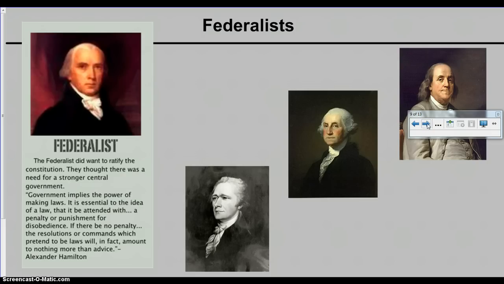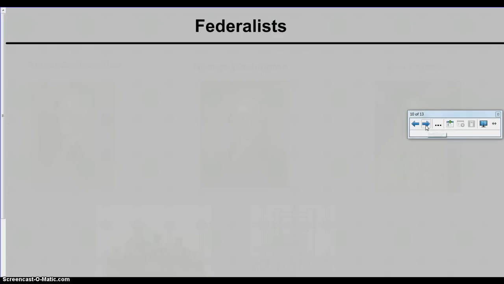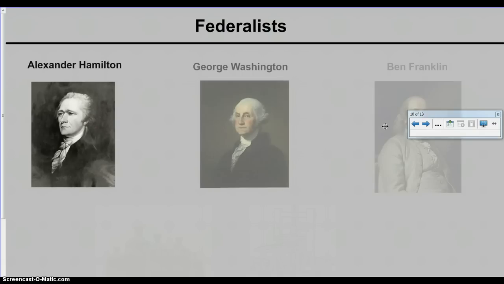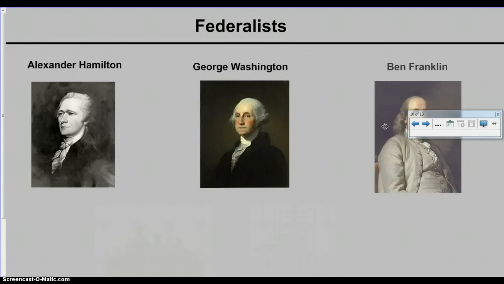Now, the Federalists, of course, are going to be on the other side of the issue. The Federalists, they're going to be led by guys like Alexander Hamilton, George Washington, Benjamin Franklin, and James Madison. So some of the classic figures from the Revolution. Of course, the Federalists are going to have some very legitimate arguments themselves. Alexander Hamilton is one of the most brilliant political minds around. George Washington is a trusted leader. Benjamin Franklin is a trusted statesman. So they have a little bit of clout. They have more name recognition than the Anti-Federalists have.